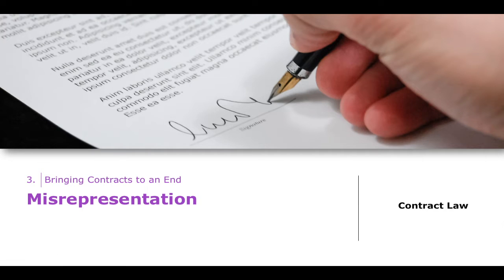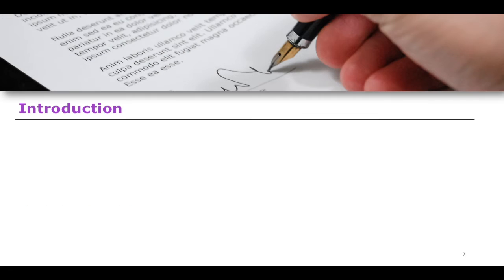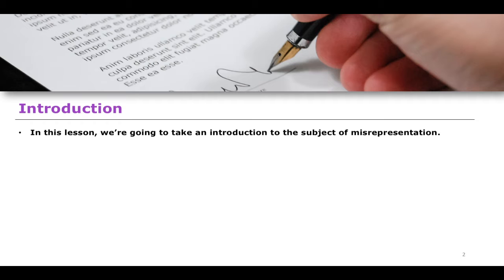This lesson, we are continuing talking about the processes of bringing contracts to an end, and we're going to begin with the first major method by which this takes place. This is obviously through the idea of misrepresentation. So this lesson is essentially going to talk about misrepresentation, taking something of an introduction to the subject.